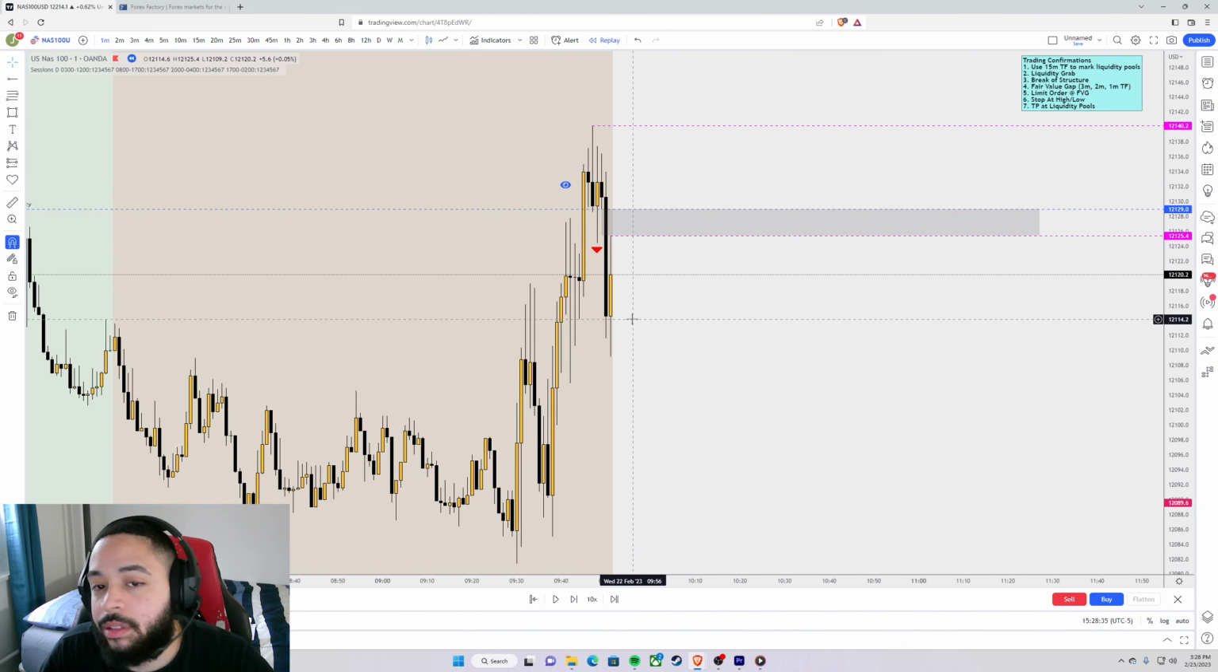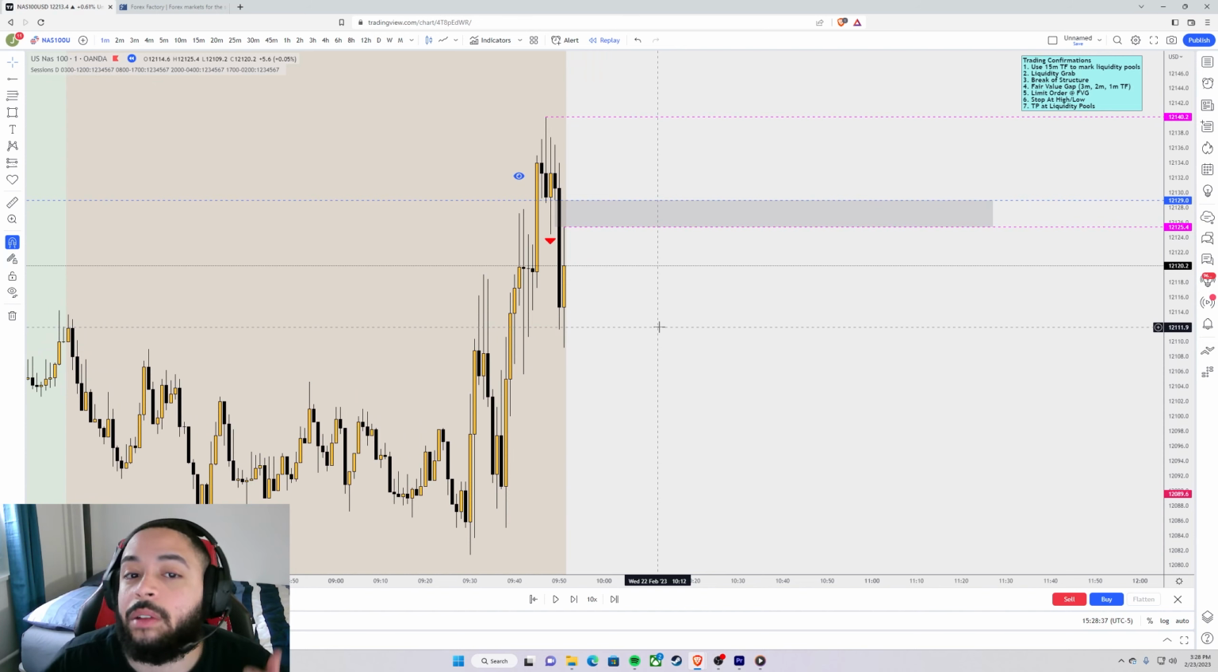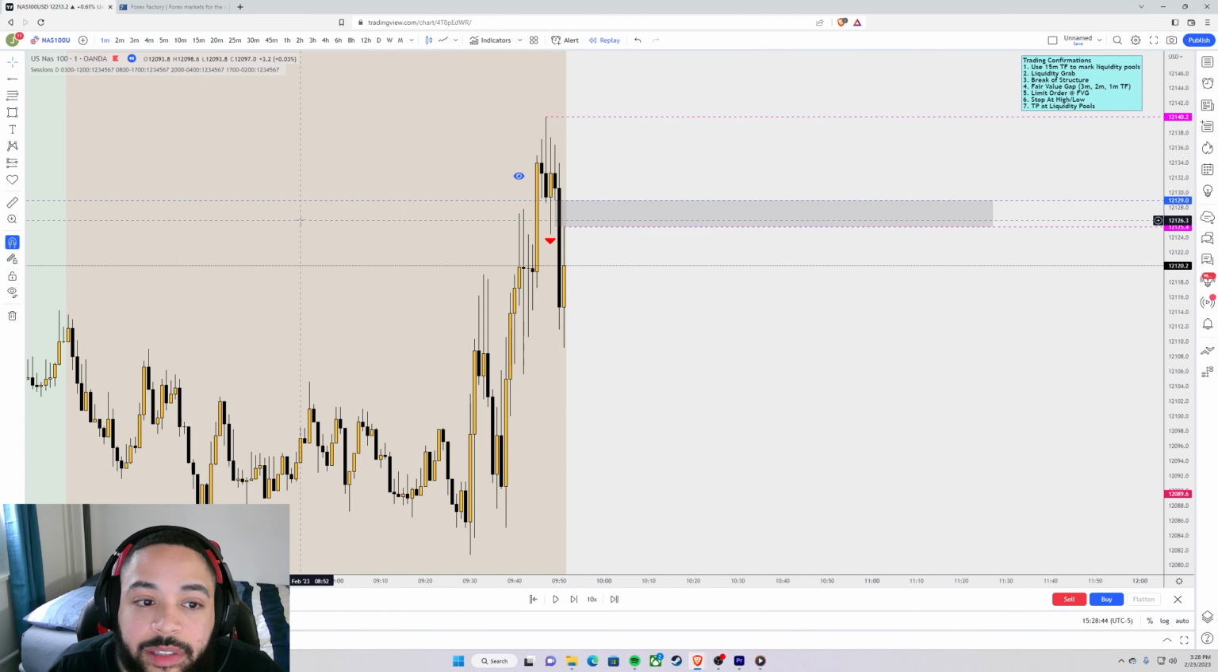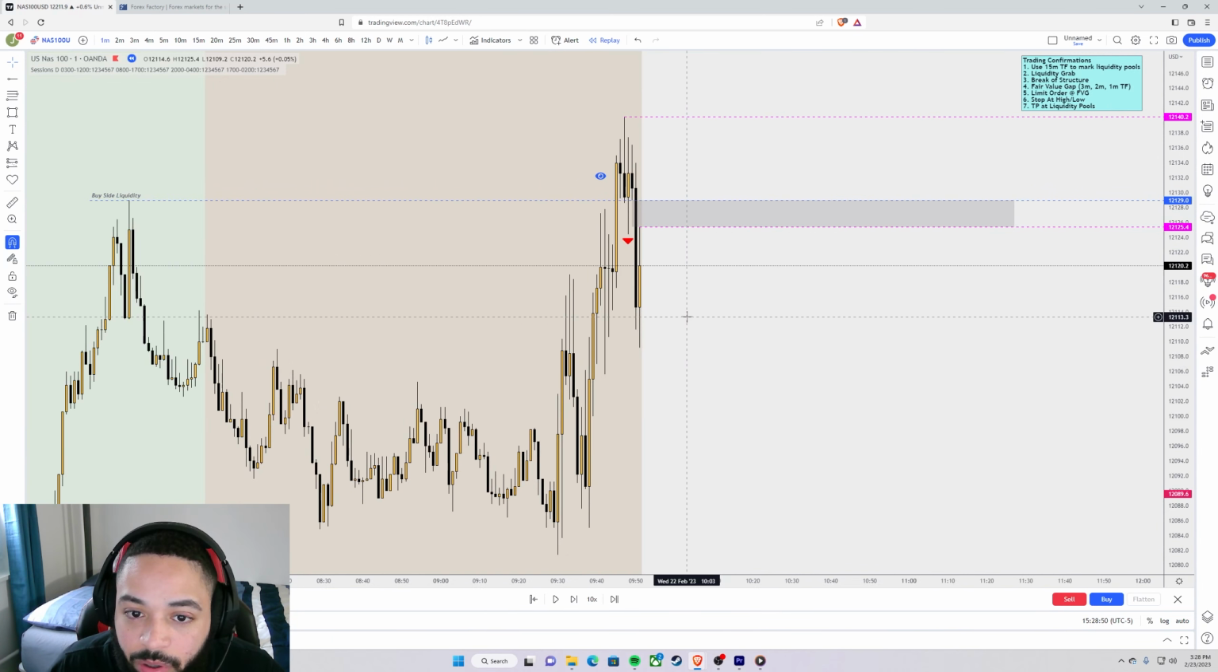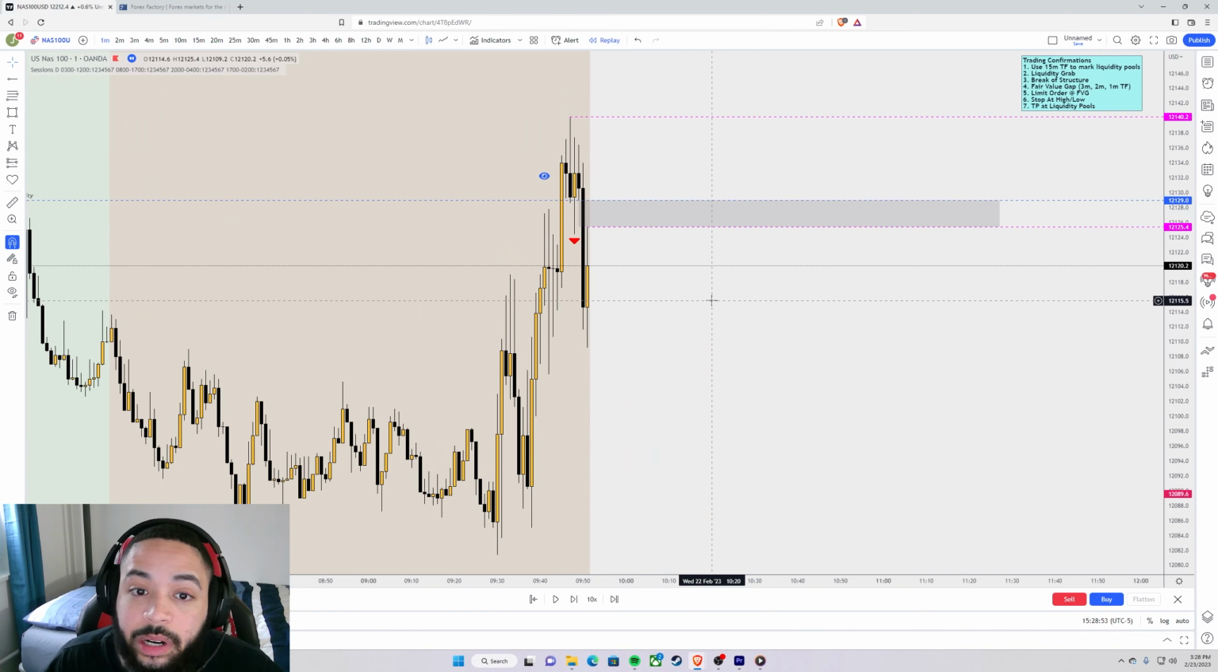Everything I have here is color coded, so hopefully this helps you guys follow along. The reason this makes a legitimate entry is because if price slashed above to take buy side liquidity and then broke structure to the downside, it's most likely going to keep going down and deliver prices lower to then take out sell side liquidity.